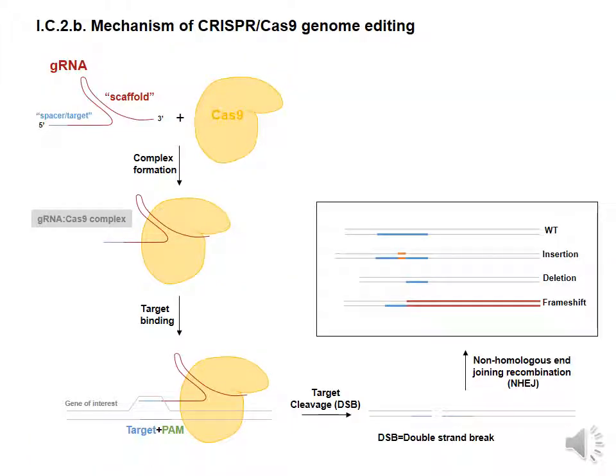So this is a detailed mechanism of how CRISPR-Cas9 works to cause genome editing. In this case, as I mentioned earlier, we will use a guide RNA which has a scaffold and defined sequence, and then we add the spacer or target sequence that we want to direct our guide RNA to. Then we will mix that with our Cas9 enzyme and the complex forms. So there is a guide RNA-Cas9 complex that forms, and then there is a target binding. So the Cas9 is directed by the guide RNA to the target site in the genome.